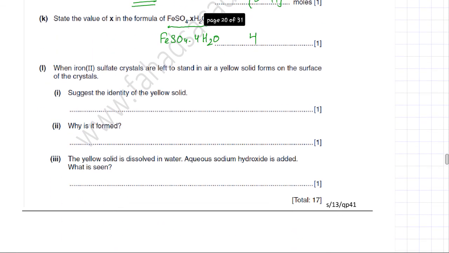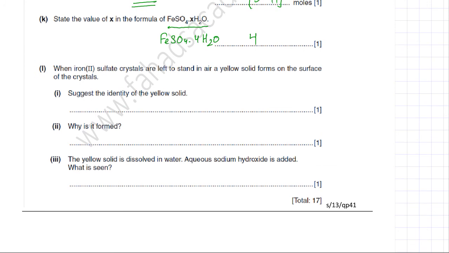In the next part, we've pretty much done the calculations related to moles. Now in the last part, part L, when iron 2 sulfate crystals are left to stand in air, a yellow solid forms on the surface of the crystal. And he's asking to suggest the identity of the yellow solid. Now, when iron 2 sulfate crystals are left to stand in air, they would definitely react with oxygen in the air, and they would form iron 3 oxides, which would be brown.